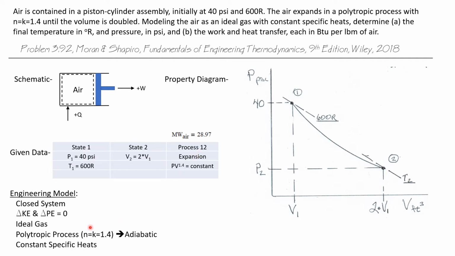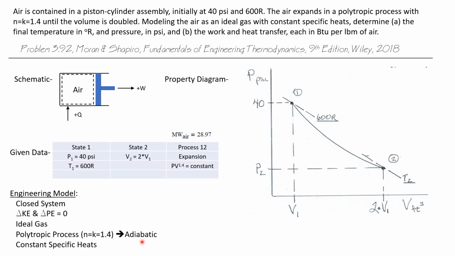And we're going to model this as a closed system, of course, with delta KE and delta PE equal to 0. We'll assume the air is an ideal gas. And in this polytropic process, n equals k equals 1.4. So it's a polytropic process with n equal to 1.4. But k, the ratio of specific heats, is also 1.4.